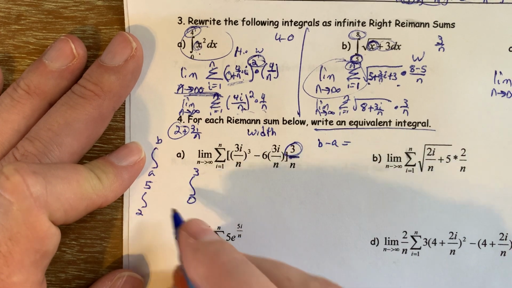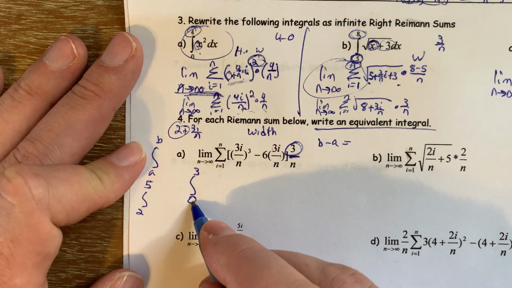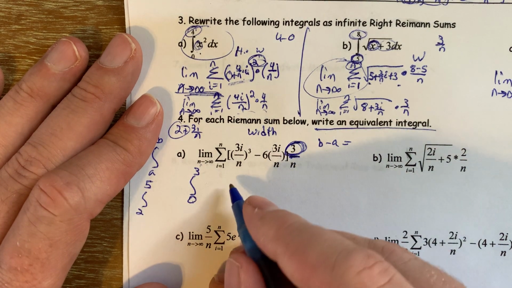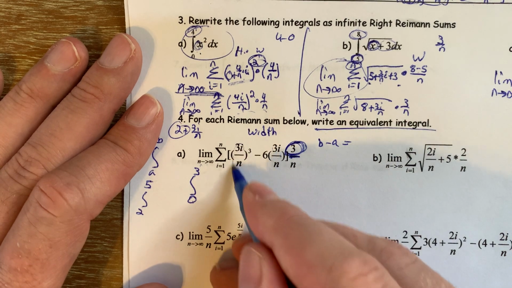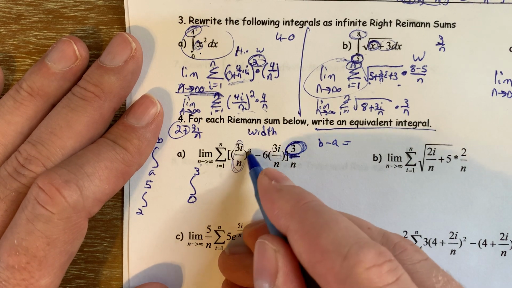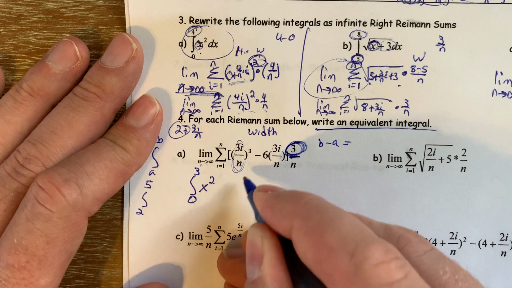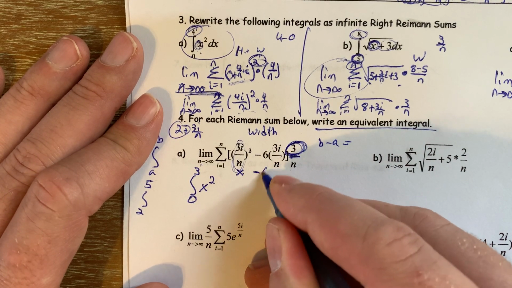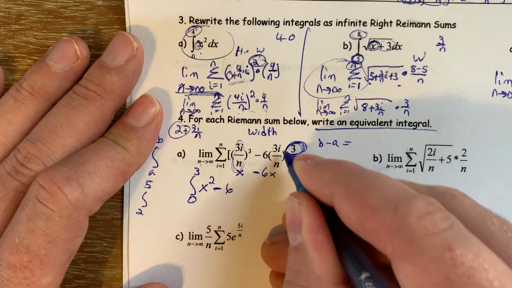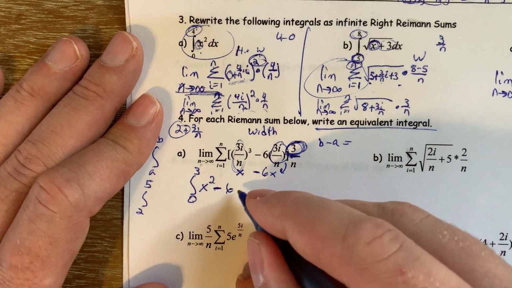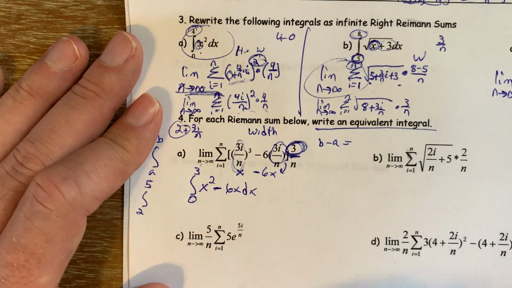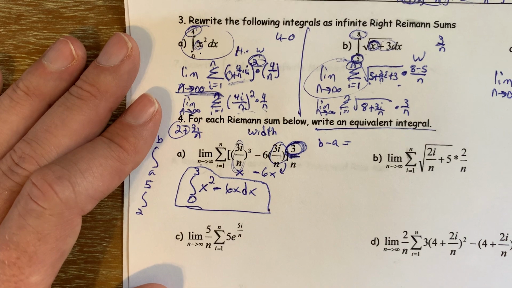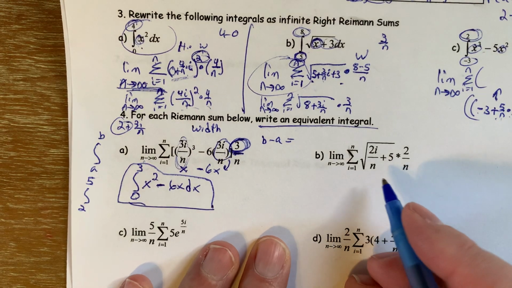It would still need a width of 3, but because there's no plus anything, I know it's from 0 to 3. So it has a width of 3. And what is the function? Well, I can see what's happening here, right? The function is being cubed, so I need an x cubed. This is like my x. What's the last part? Well, it's minus 6x. This is, again, my x here, 6x dx. So this is the integral that is the same as this infinite sum. Okay? All right. How about this one?